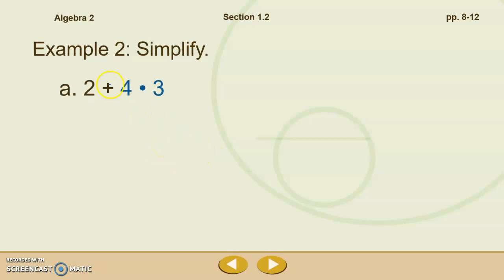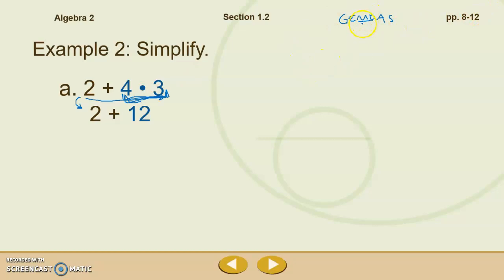So we have 2 plus 4 times 3. According to our order of operations here, we need to do anything in a grouping symbol. Well, we don't have any. Then exponents, don't have any of those. Next, we're going to do multiplication and division from left to right. And as I move from left to right here, I see one multiplication or division problem, 4 times 3. So I'm going to put a little bracket around that so I know that this is what I'm doing. And then I'm going to rewrite my problem down below. However, instead of 4 times 3, I'm going to simplify that and write 2 plus 12.